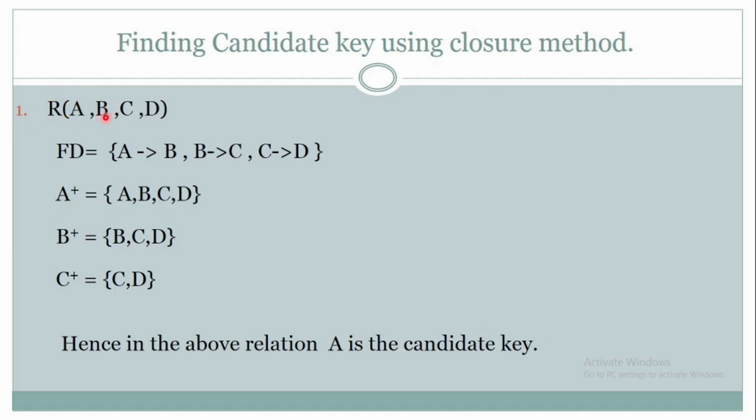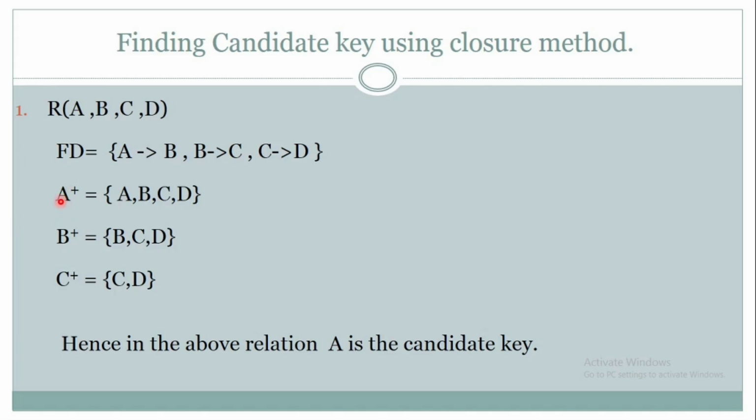Let A, B, C, D be the attributes of a table R. Let R be the table name, and A, B, C, D are the attributes of the table R. And we have got three functional dependencies: A determines B, B determines C, and C determines D. Now let us find the closure of each attribute, starting with A.